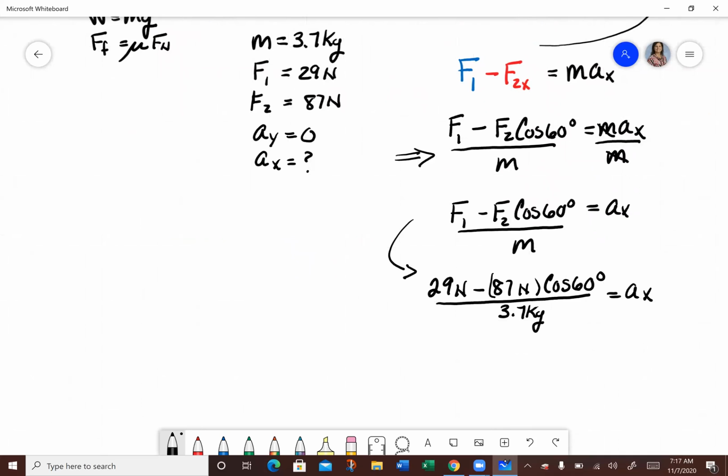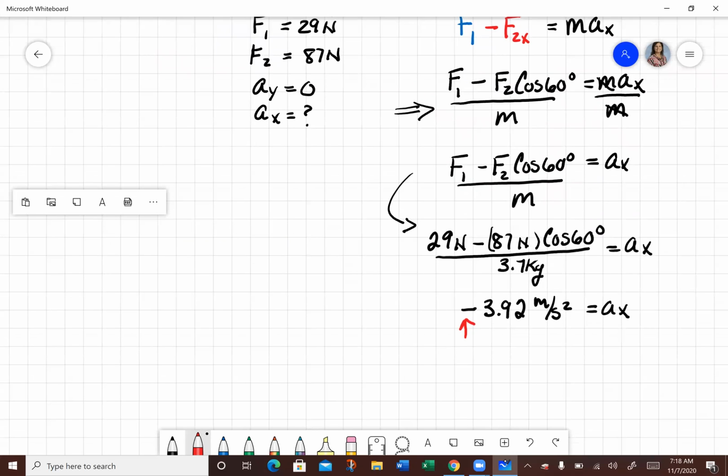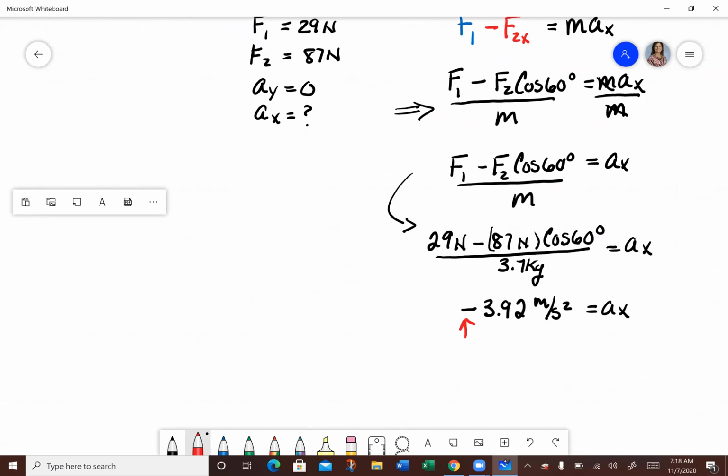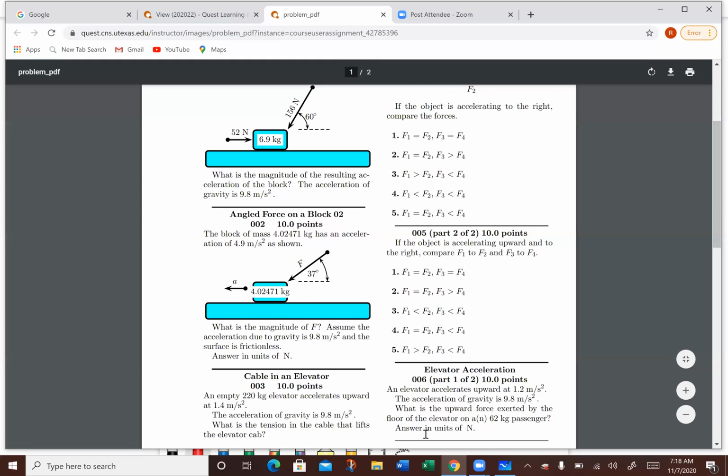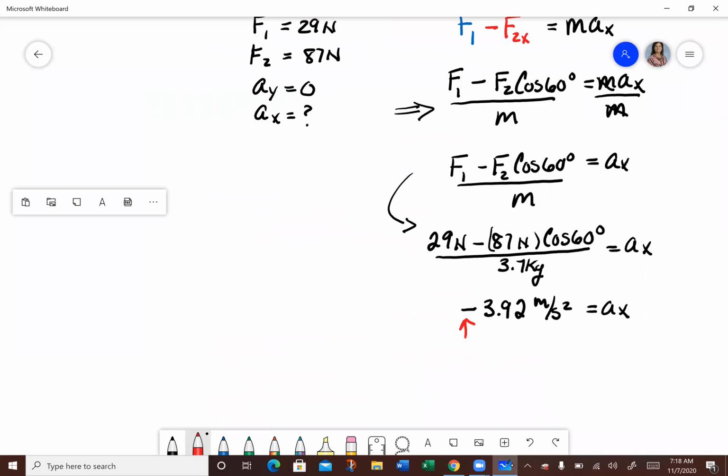So I get my acceleration in the X to be a negative 3.92 meters per second squared equals AX. So the question becomes, what does that negative mean? And this is where a lot of you are having trouble plugging that in, because if we go back to the question, it asks, what is the magnitude of F? So if it's only asking for magnitude, it's not asking for direction.